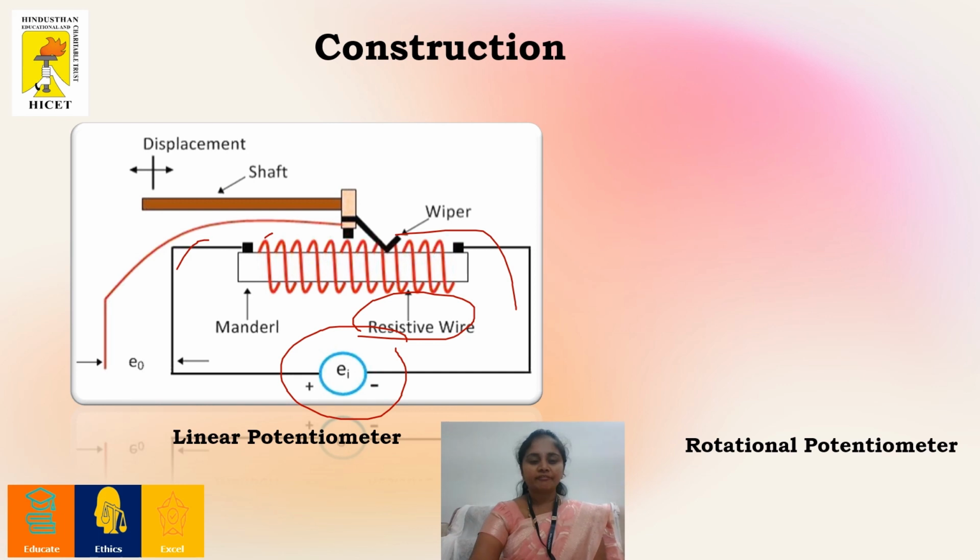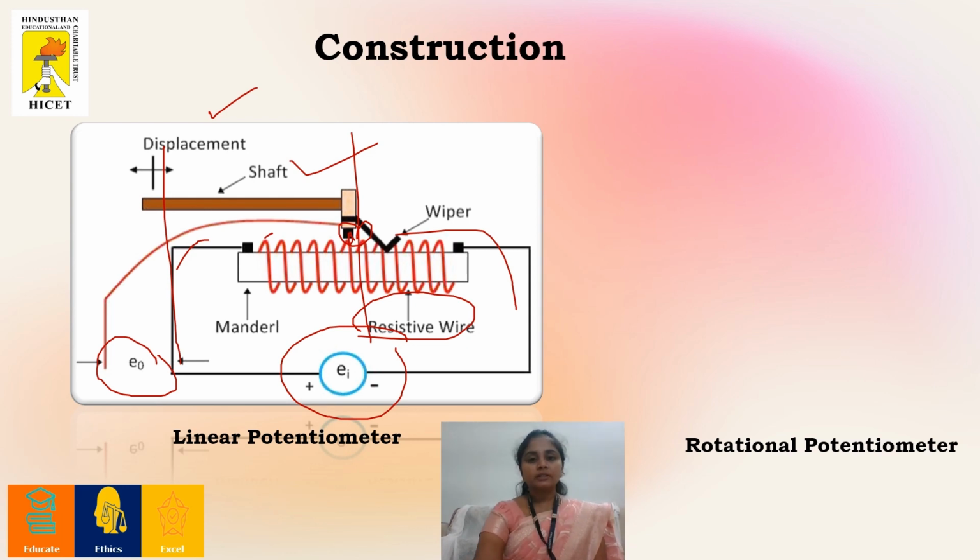This is called the shaft. With the help of this shaft, I can provide my input displacement. Whenever the shaft is moved, say for example, if the shaft is placed at the center position, I am able to obtain the output voltage from this position to the end of my potentiometric arrangement. That voltage is termed the output voltage E0.